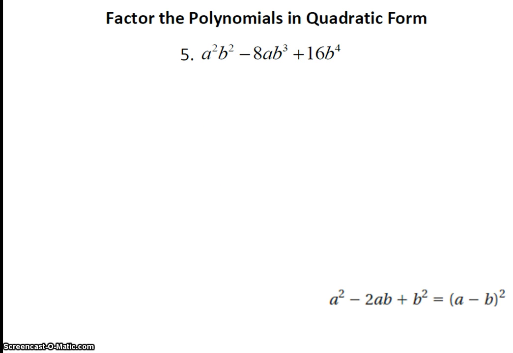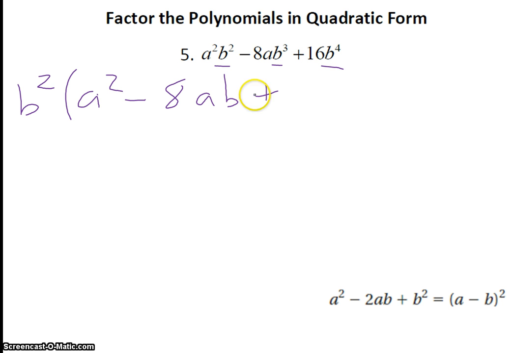So for this first problem, I noticed that I have a b squared in all of my terms. So I have to first pull out my GCF, which is a b squared. You always need to pull out a GCF first. So when I pull out a b squared, I'm left with a squared minus 8ab plus 16b squared.